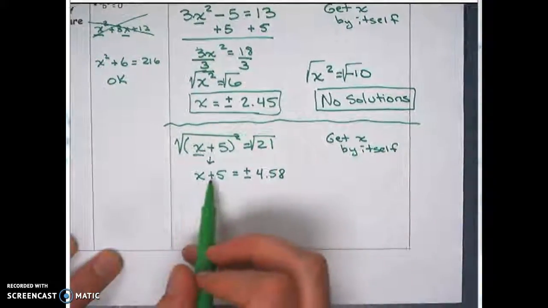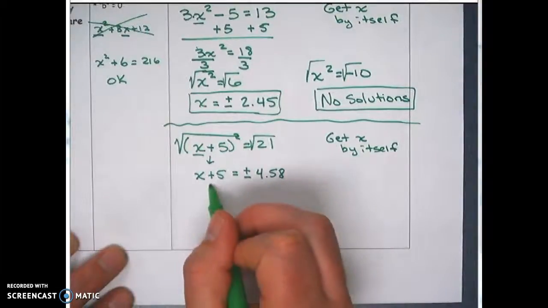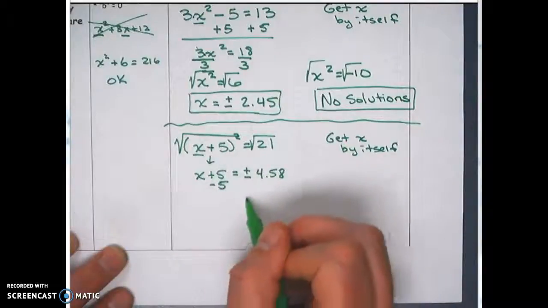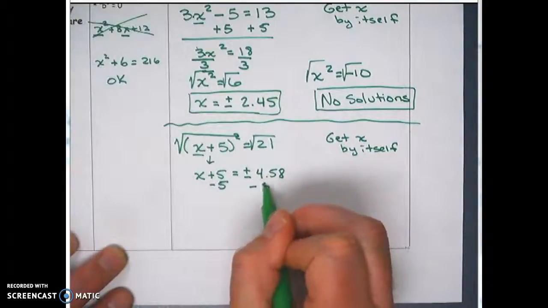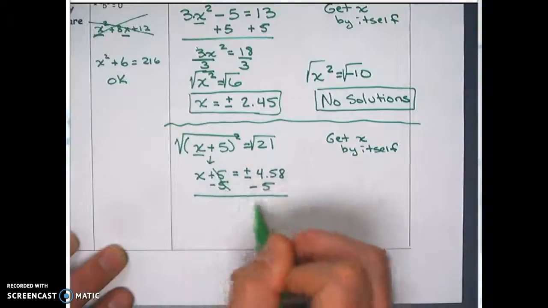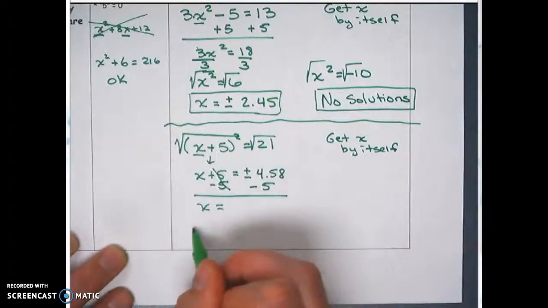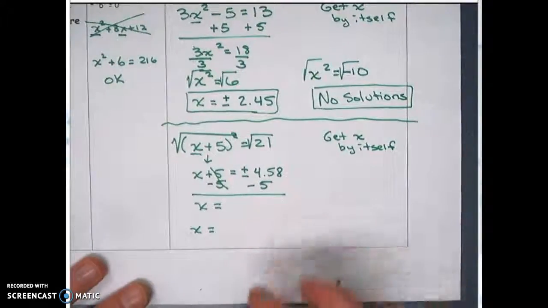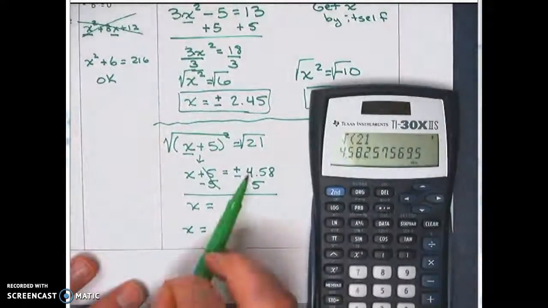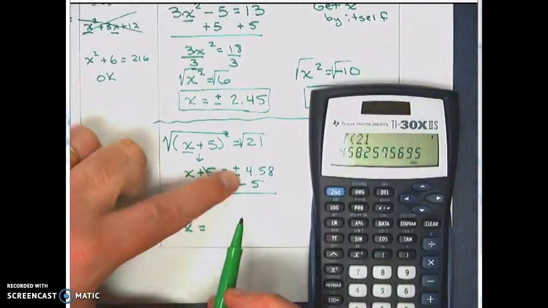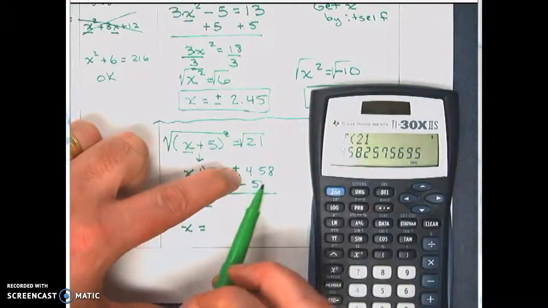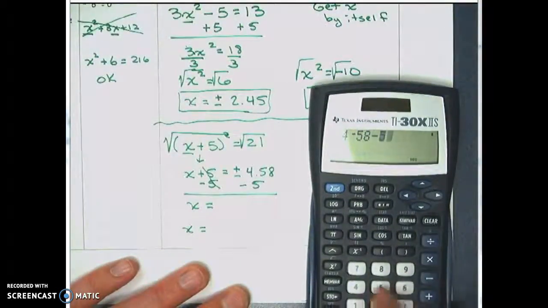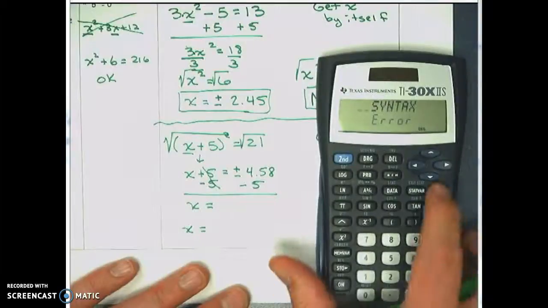At this point, I'm still solving for x, so we want to get rid of this plus 5. So to get rid of the plus 5, we're going to subtract 5. Now what's interesting is we're actually subtracting 5 from two different numbers here. We're subtracting 5 from a positive 4.58, and we're subtracting it from a negative 4.58. So there's really two problems to do here. One is if you ignore the negative sign, then you got a positive 4.58 minus 5. So I'll type that in, positive 4.58 minus 5.